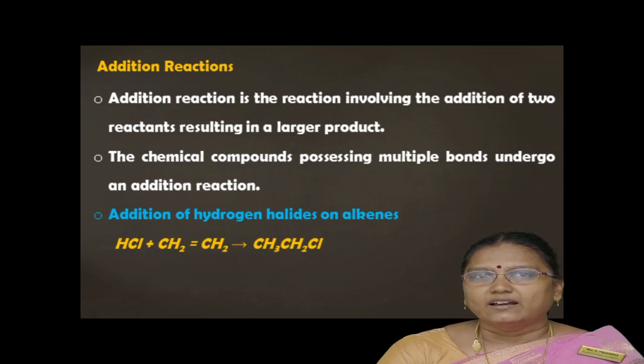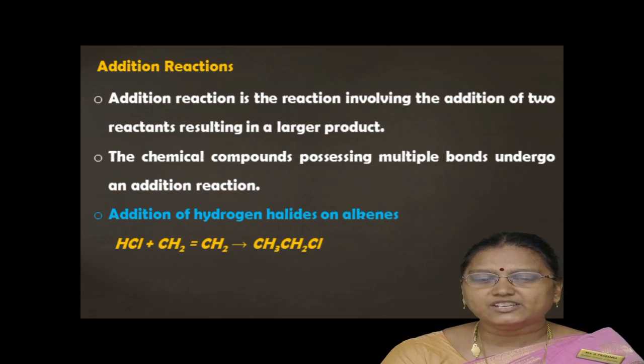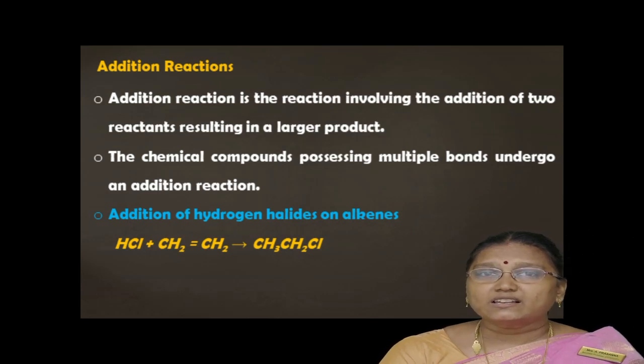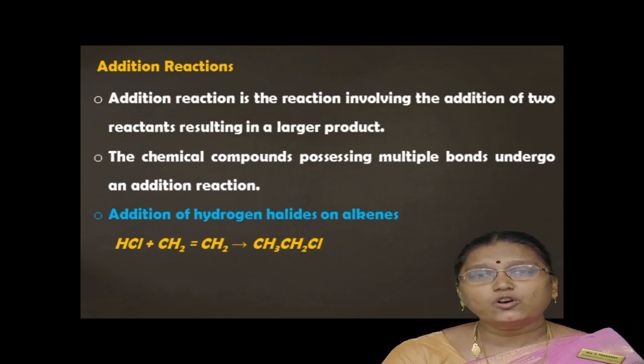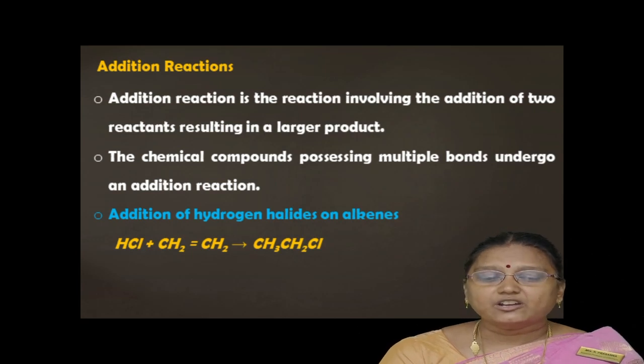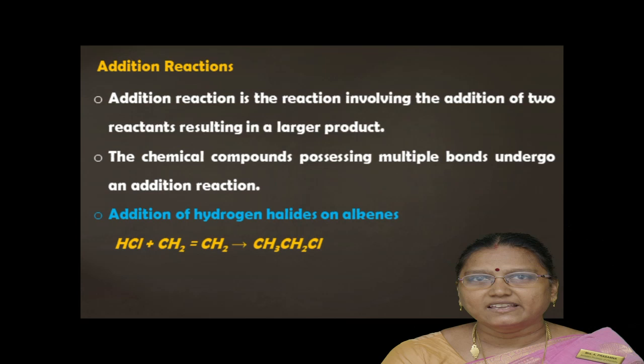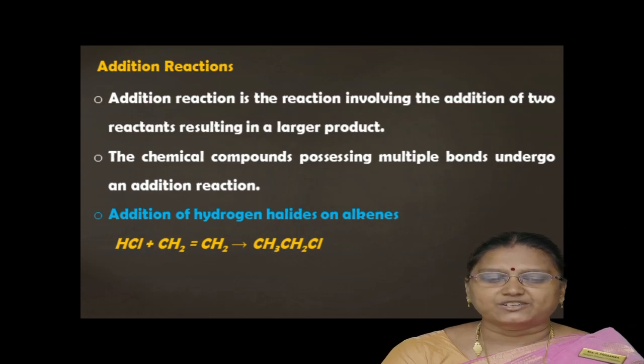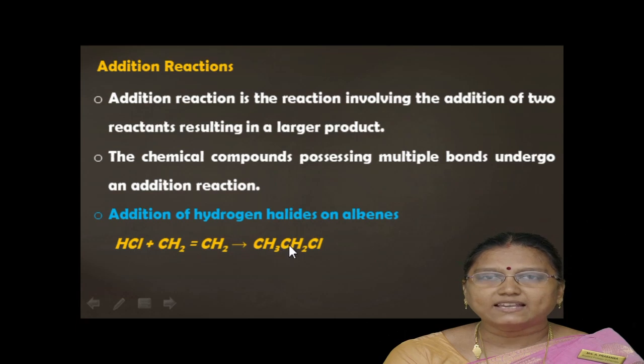Okay, let me recall what is addition reaction. Addition reaction is the reaction which involves the addition of two reactants resulting in larger product. So, the chemical compounds which possess multiple bonds will undergo addition reaction. So, addition of HBr to alkene is an example for addition reaction. So, here this alkene reacts with HCl to form alkyl halide. So, this is an example for addition reaction.